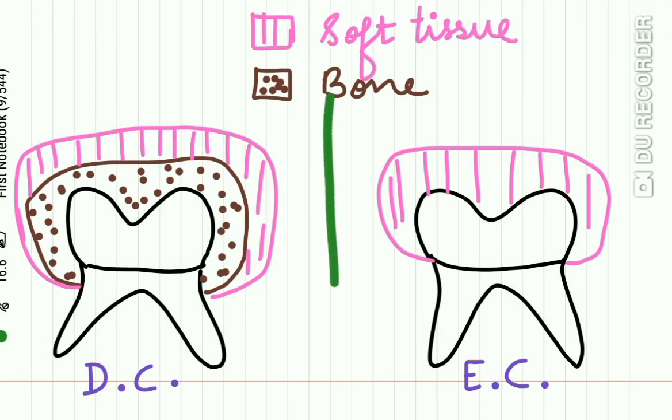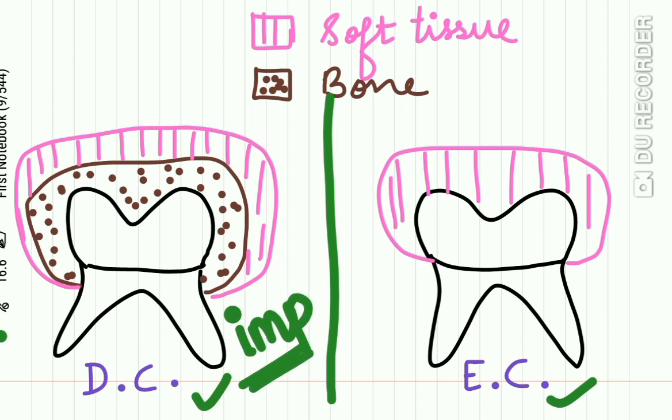So, let us study the difference between a dentigerous cyst and an eruption cyst. A dentigerous cyst is a cyst which is seen around the crown of an impacted tooth. What do you mean by an impacted tooth? The tooth which has not erupted through the bone as well as the soft tissue. As you can see here, this is a classic easy representation of a dentigerous cyst. This is an impacted tooth which has not erupted through the bone and also the soft tissue.